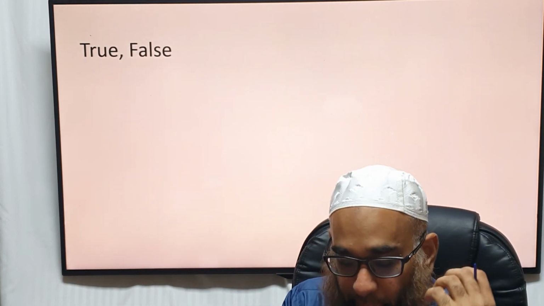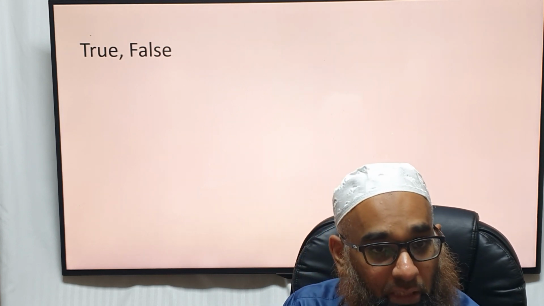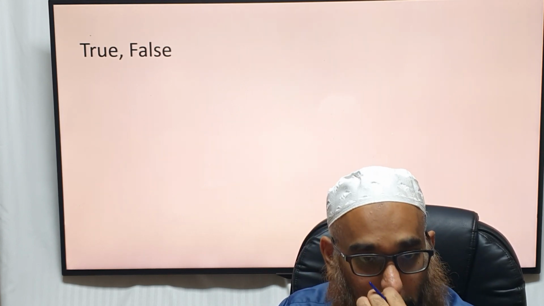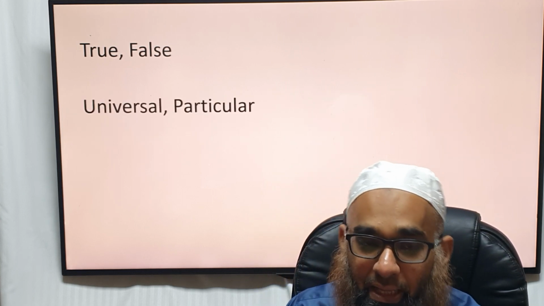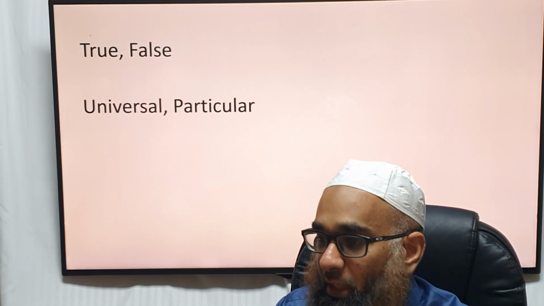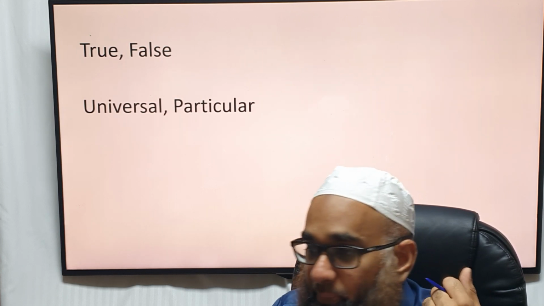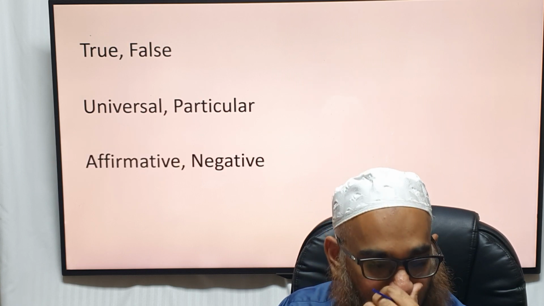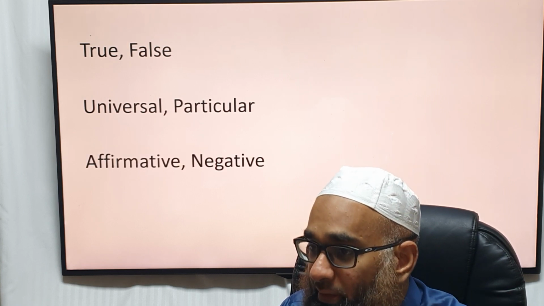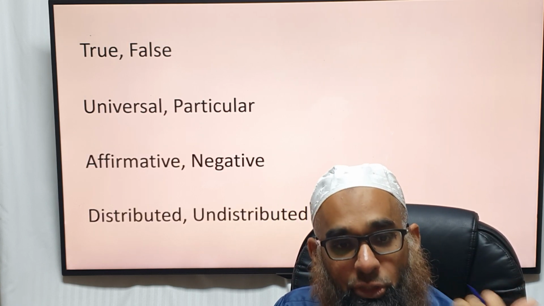And then we have a proposition. We put the two terms together and make a proposition. The proposition has certain qualities. Either it's going to be true or false. If it's false, then there's no point discussing mantiq. If it's true, then we go forward. They're either going to be universal or particular. Universal in Arabic is called kulli, and particular is called juz'i. Affirmative or negative, mujiba or saliba. And then distributed or undistributed.